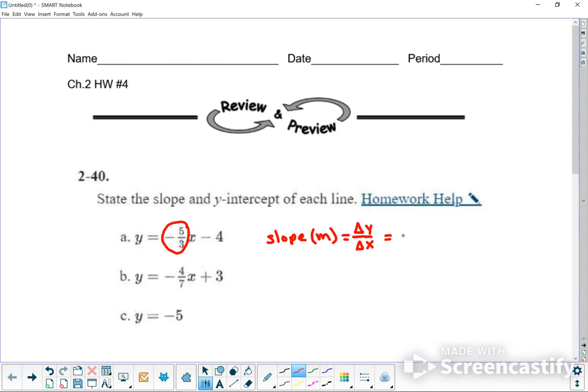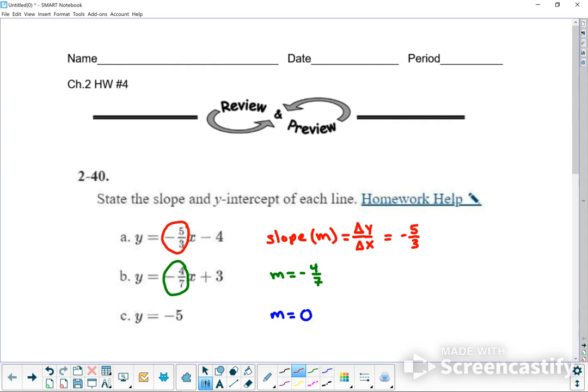And the slope is going to be negative 5/3. So going forward, all we really need to do is write m equals. For example, on B, all we really need to do is write m equals, and then the slope is negative 4/7. Okay, on C, see how there's no x? That means that there's no slope, meaning the slope is 0.